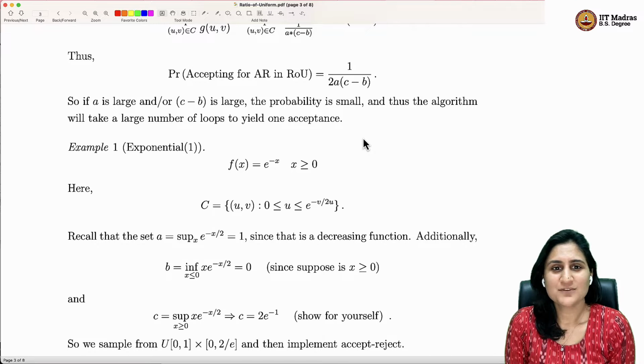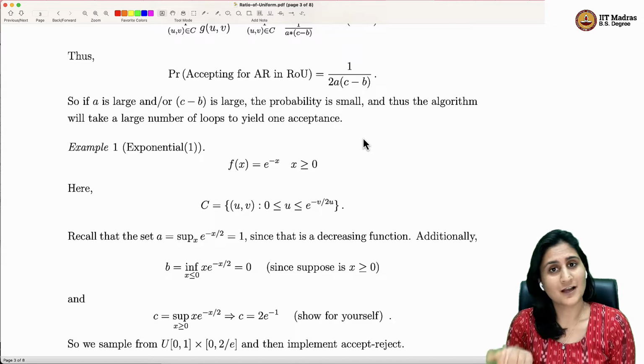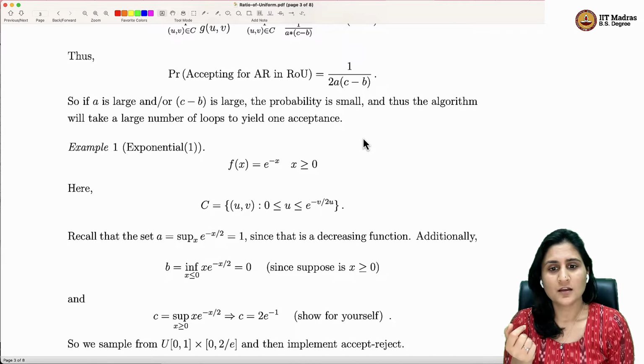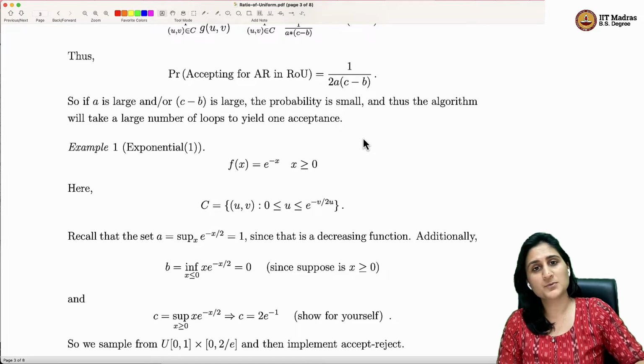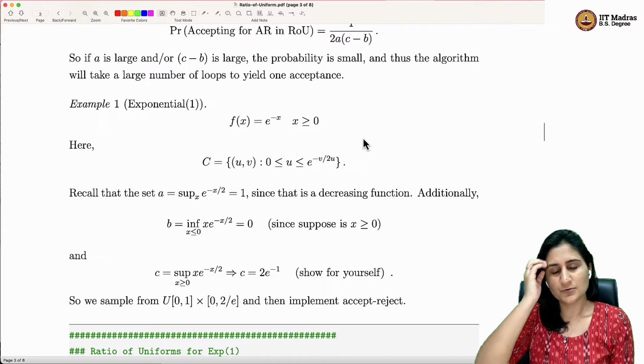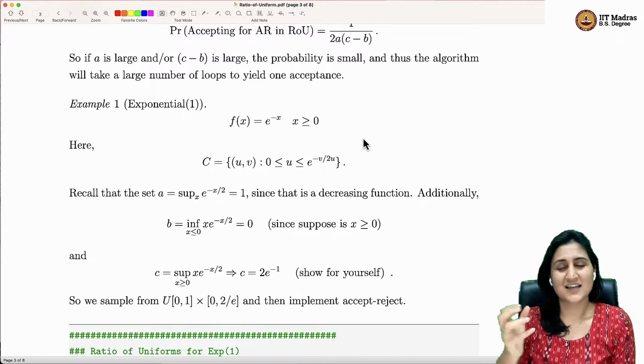All right, so in the previous video, we discussed ratio of uniforms and a few examples involving ratio of uniforms: the exponential example and drawing from a Gaussian or normal distribution. Now, we also looked at code for this, but I wanted to switch completely to R to explain a little bit on what exactly is going on.